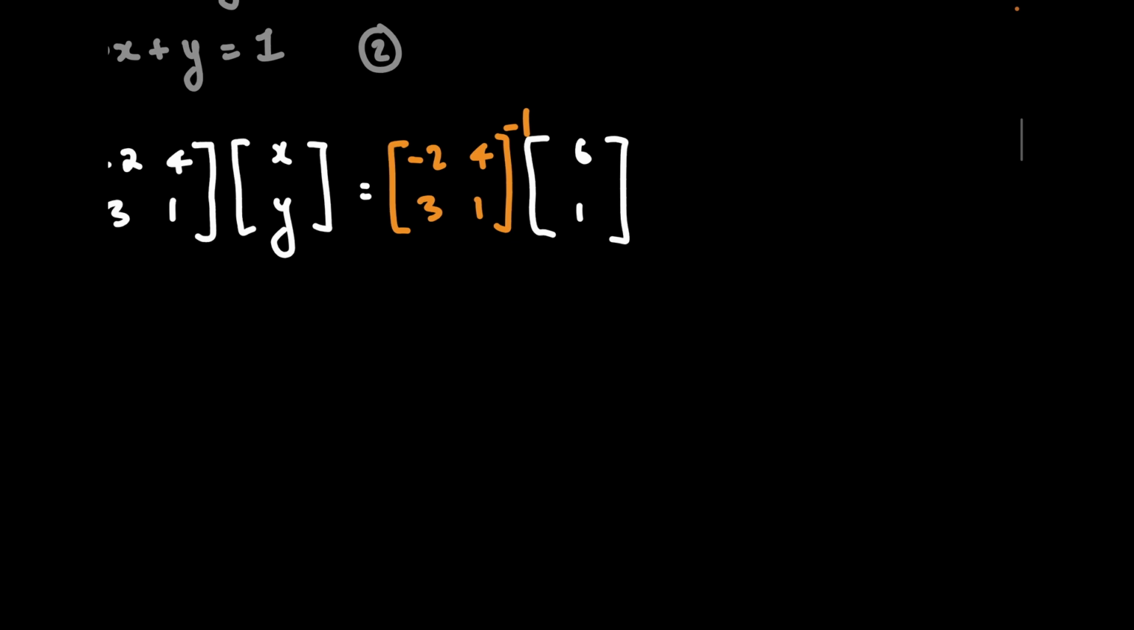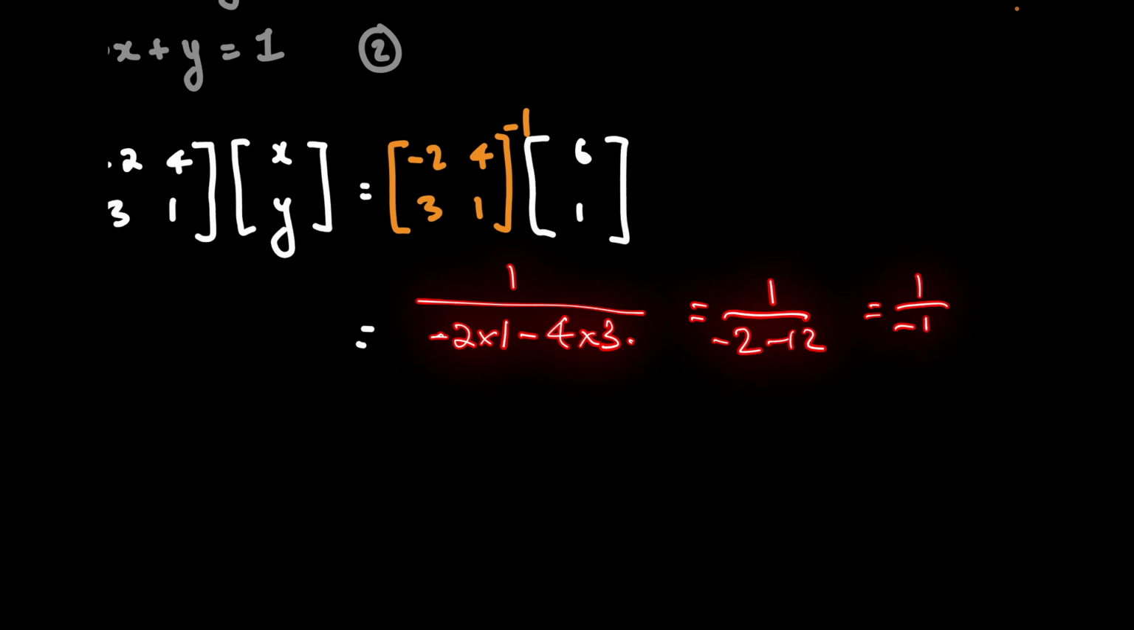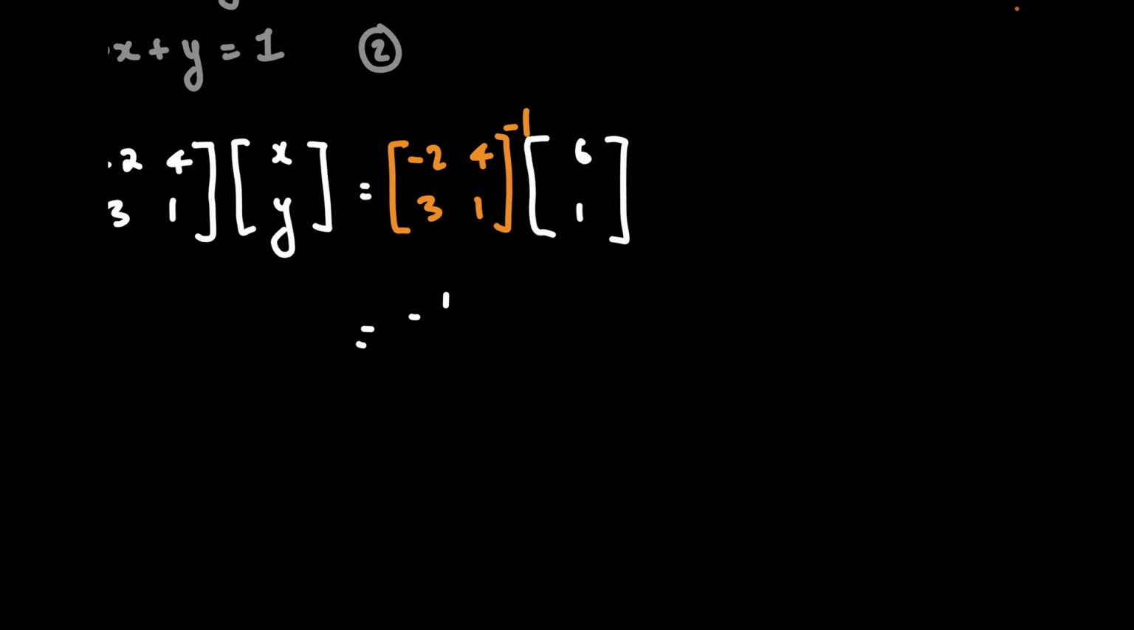Okay, so let's start with the right-hand side and work out the inverse. We do 1 over the determinant of the matrix, which in this case is 1 divided by -2 times 1, take 4 times 3. So this will give us 1 divided by -2 take 12, which is 1 over -14, or just -1 on 14. And then we multiply this by the matrix: with AD take BC, we swap around A and D and change the signs of B and C. So this will get us 1 and -2, then -4 and -3. Then 6, 1.